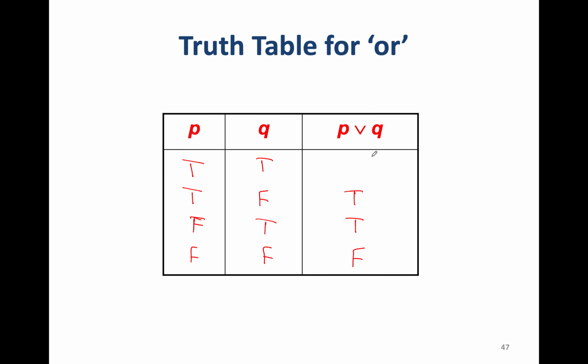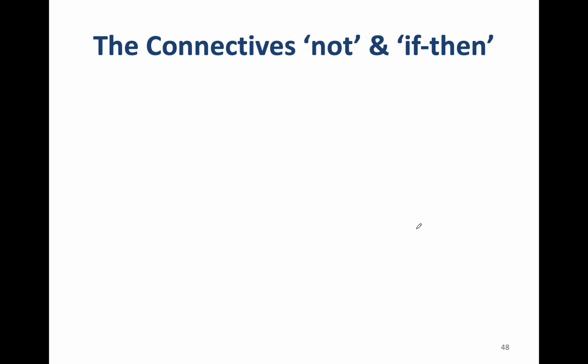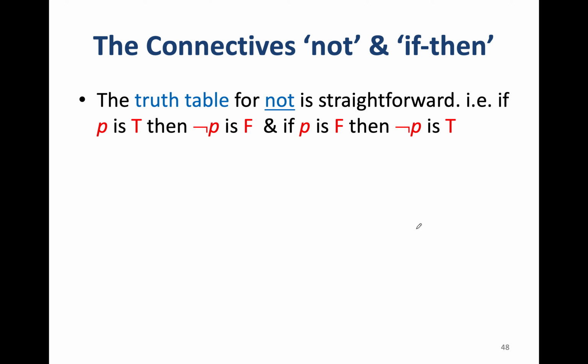Otherwise, it will be true. So we need to keep this odd possibility in our mind. The connectives not and if-then. The truth table for not is straightforward. If we have P with the truth value true, then not P is false. If P is false, then not P is true, which is the opposite truth value.